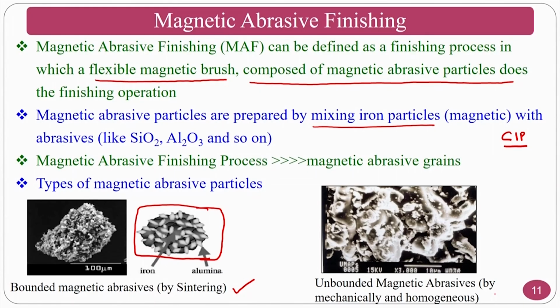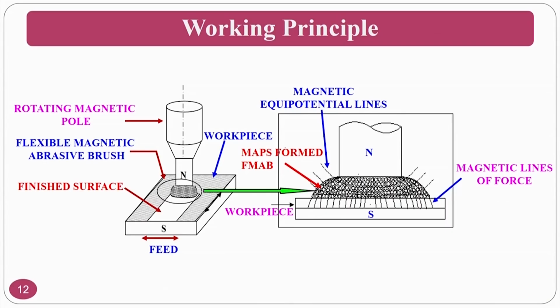In that circumstance you have to form the magnetic particle chain, that is the CIP particle chain, and you will have an abrasive particle, then you will have another chain. This chain will entrap the abrasive particle and give support to remove the material. You can see the working principle.